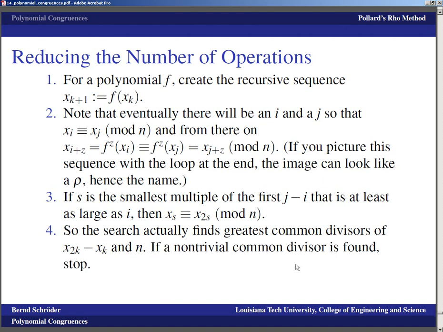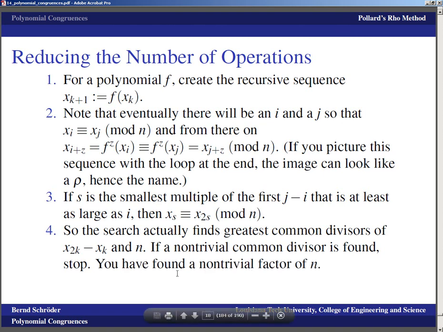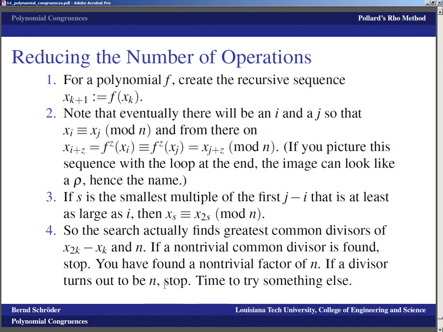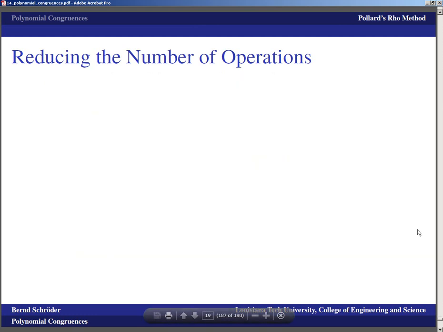So practically speaking, if a non-trivial common divisor is found, you stop, and you have found a non-trivial factor of n. And if the divisor turns out to be n, you also stop, and then it is time to try something else in the Pollard rho method.